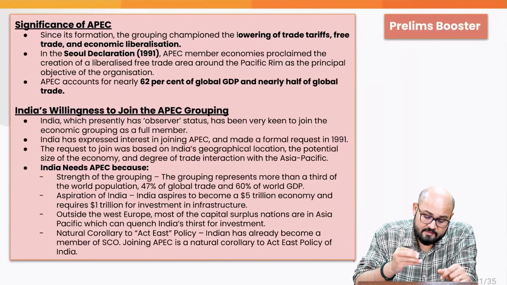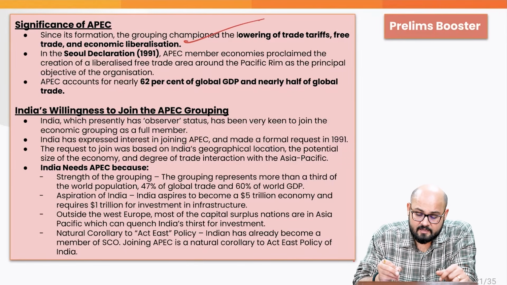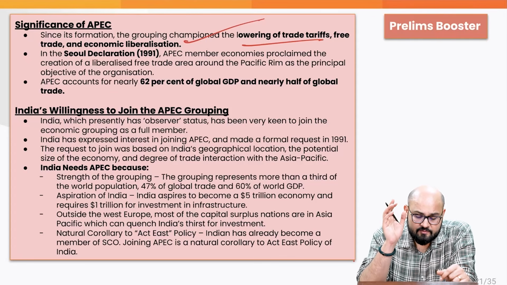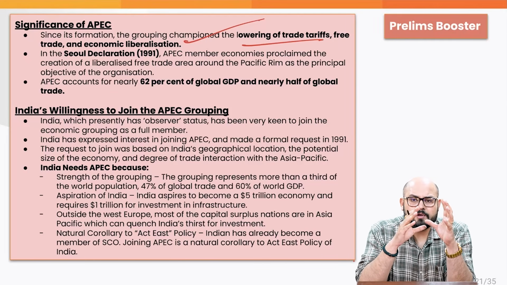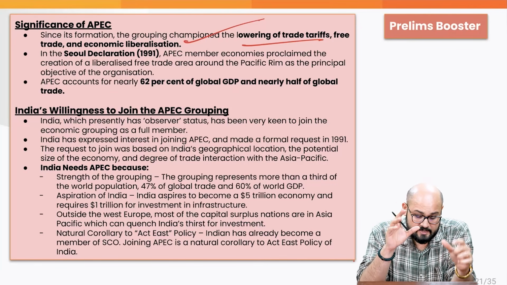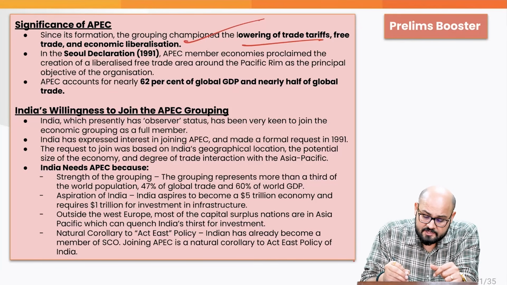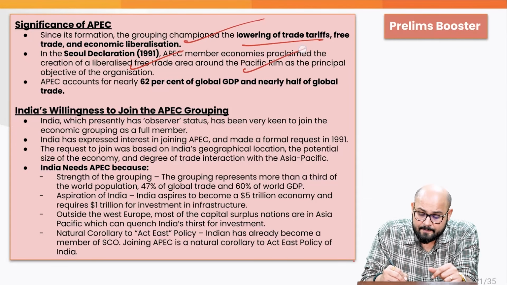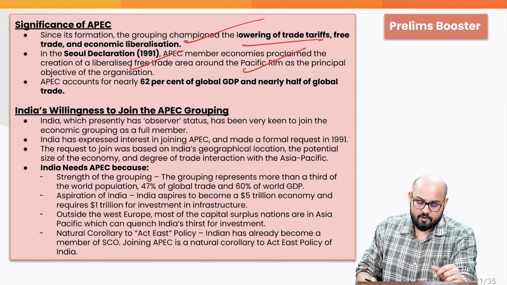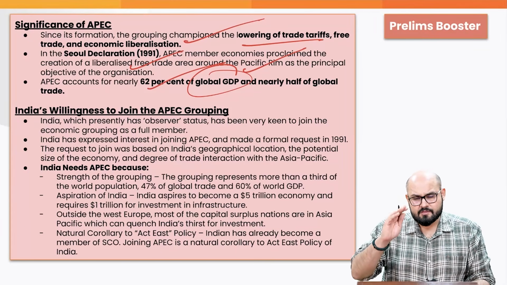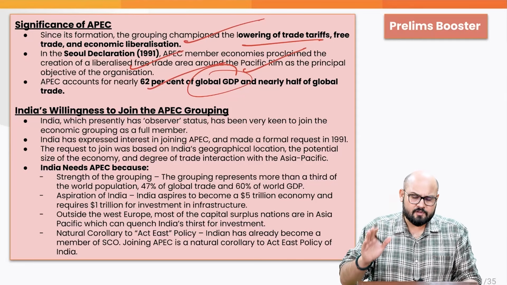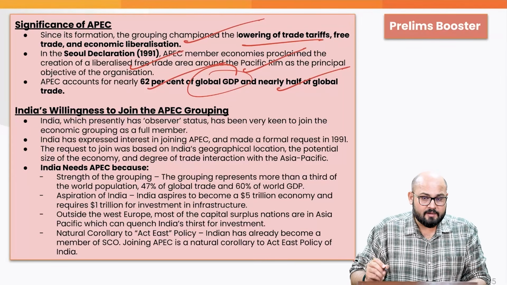Significance of APEC. Since its formation, the grouping has championed the lowering of trade tariffs, free trade, and economic liberalization. That is what Xi Jinping has been saying, that China is going to lead in this aspect of global free trade. In the Seoul Declaration, the APEC member economies proclaimed creation of a liberalized free trade area around the Pacific Rim as a principal objective of the organization. APEC accounts for nearly 62% of the global GDP. Can you just imagine? Almost two-thirds of the global GDP and nearly half of the global trade.